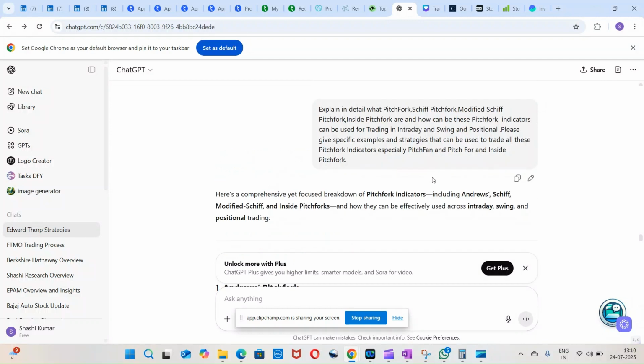So today we are going to discuss some of the TradingView tools that we have, like Pitchfork, Schiff Pitchfork, modified Schiff Pitchfork, and inside Pitchfork, and how these Pitchfork tools can be used in trading at both intraday, swing and positional levels. We'll go through some specific examples of how these Pitchfork indicators can be used. Okay, so that's the topic for today.